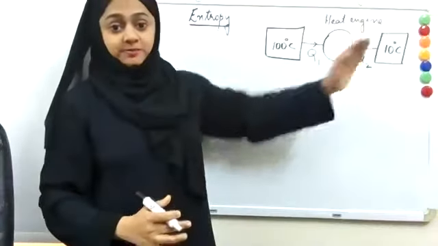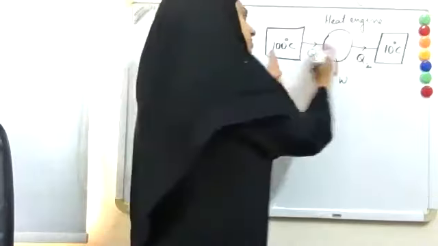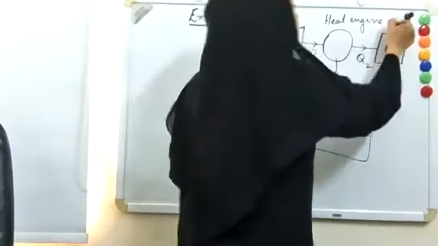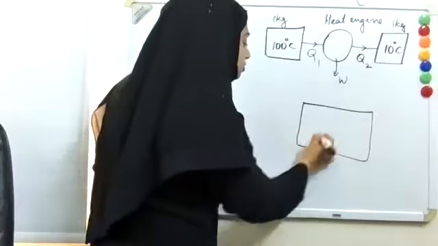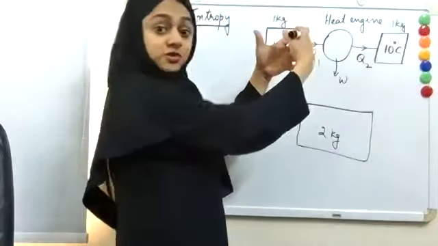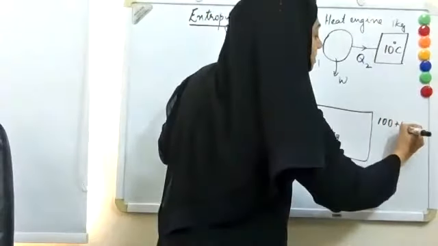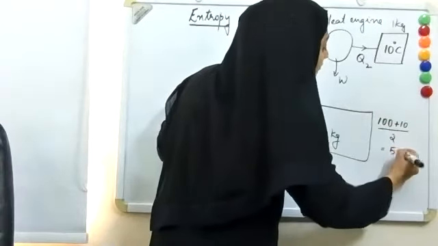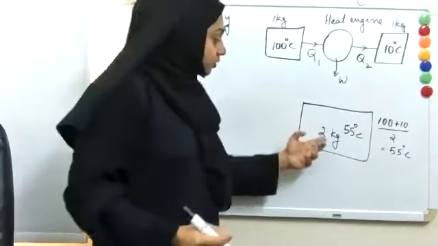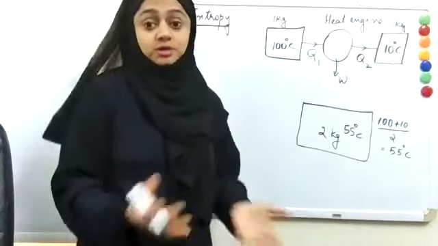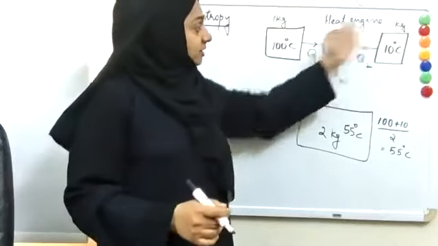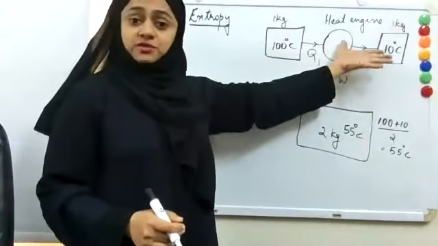This is possible, right? Now, suppose I mix these two waters. Instead of 1 kilogram here and 1 kilogram here, I will get 2 kilograms of water at a temperature which is the average of these two, 100 plus 10 divided by 2, about 55 degrees Celsius. Now, can we draw the energy from this body and convert it to work? Both of them are of the same mass, they have the same amount of energy.